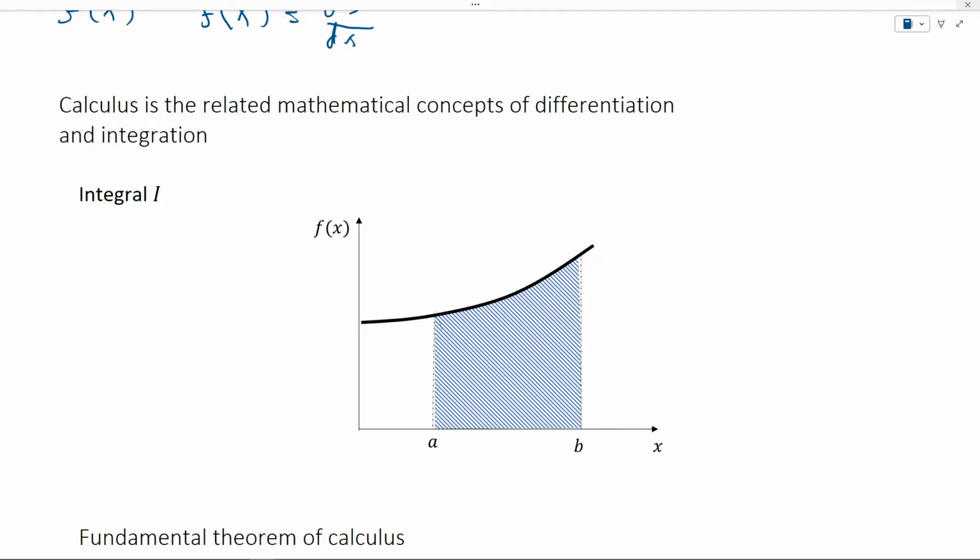But accumulation could be the volume of a sphere, the length of an arc, or some contaminants that are being accumulated, or whatever, depending on the context you put it in. But that's the general idea. It could be interpreted as area under the curve or accumulation. So this is called the integral. Previously we found the rate of change. Here we want to look at accumulation.